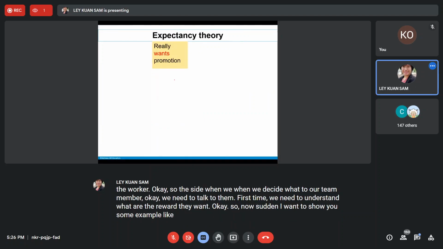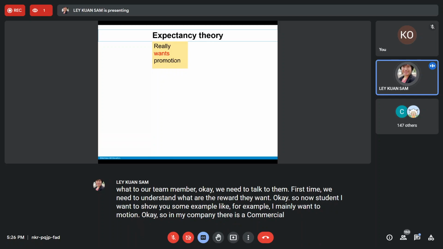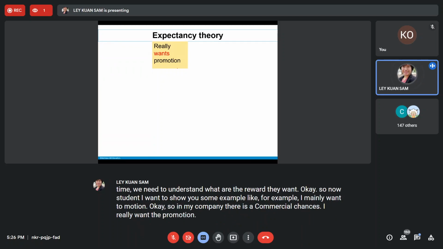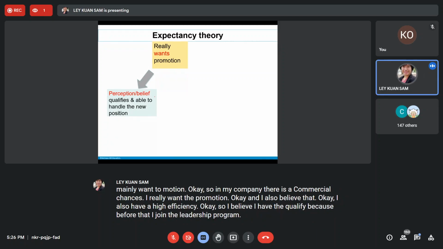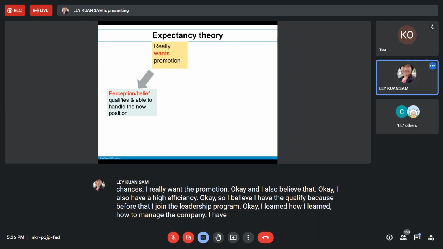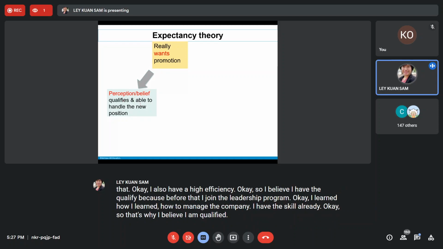For example, I really want a promotion. In my company there is a promotion chance. I really want the promotion, and I also believe I have a high expectancy. I believe I qualify because before that I joined the leadership program. I learned how to manage the company. I have the skill already. So that's why I believe I am qualified and I have the ability to handle the new position.